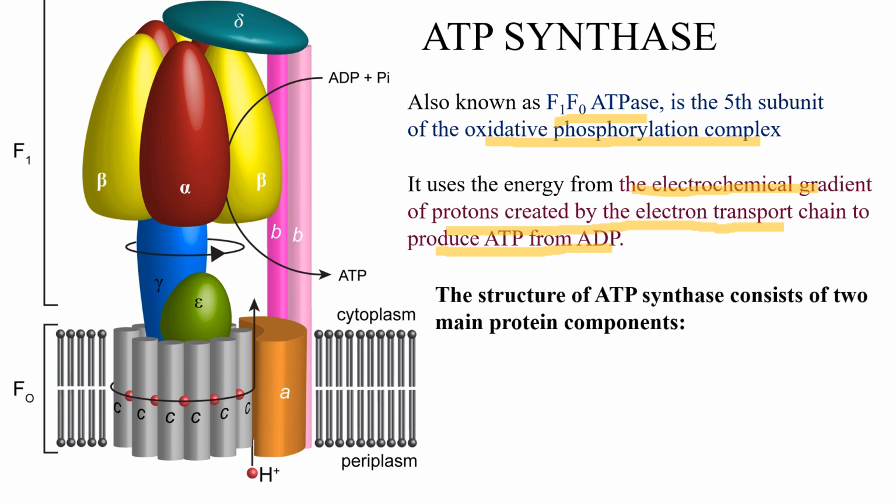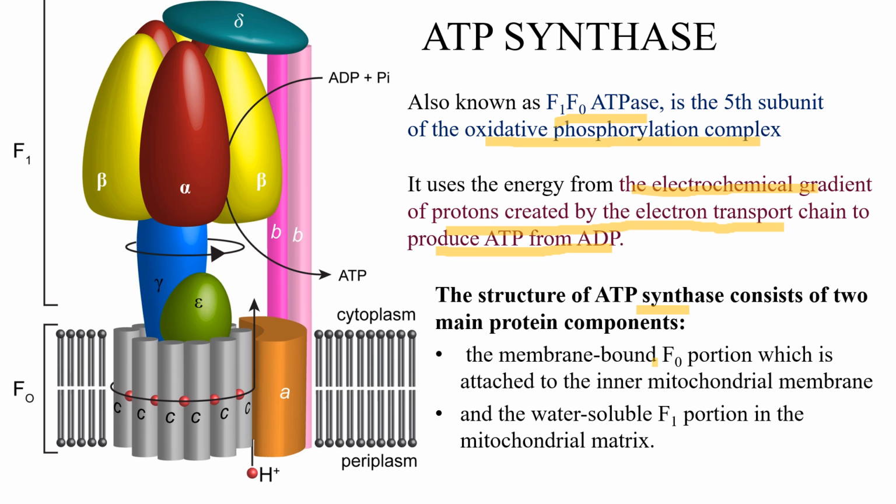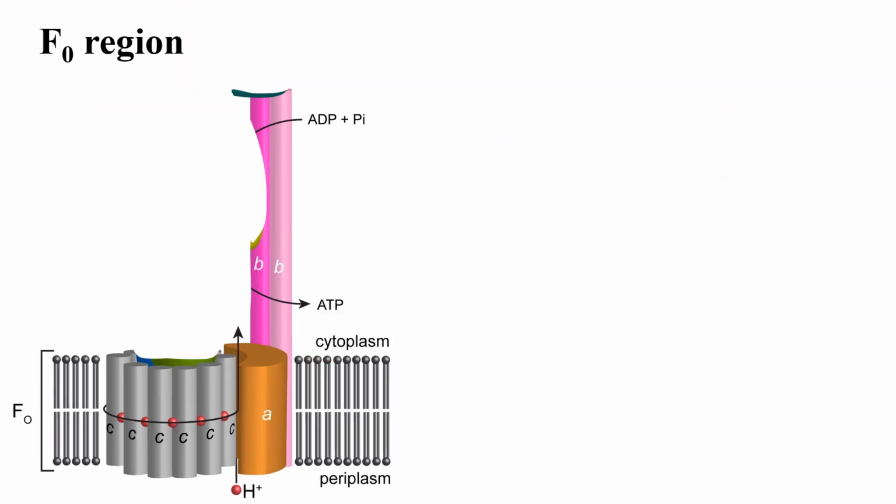The structure of ATP synthase consists of 2 main protein components. There is an F0 portion which is attached to the inner mitochondrial membrane, and a water soluble F1 portion in the mitochondrial matrix. So this is ATP synthase, and this region is F0, which is attached to the inner mitochondrial membrane, and the F1 portion is present in the mitochondrial matrix. First we discuss the F0 portion.